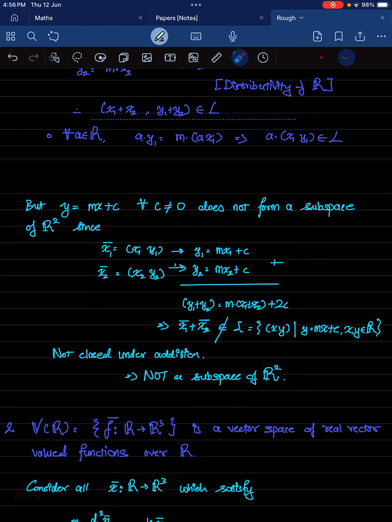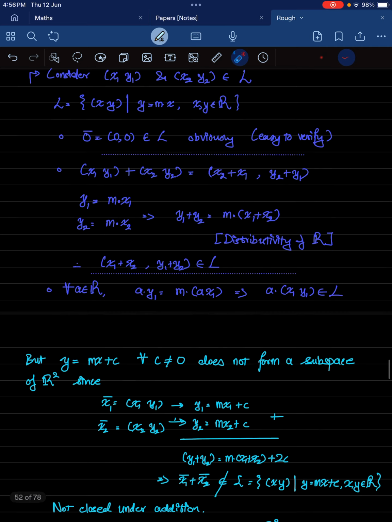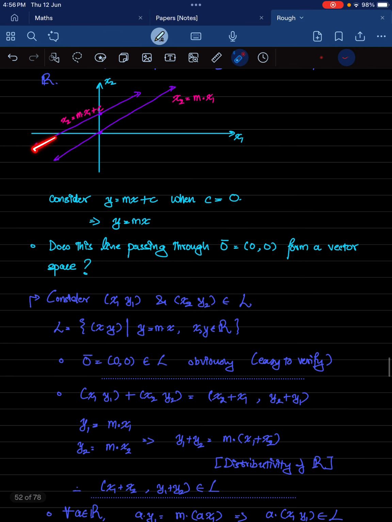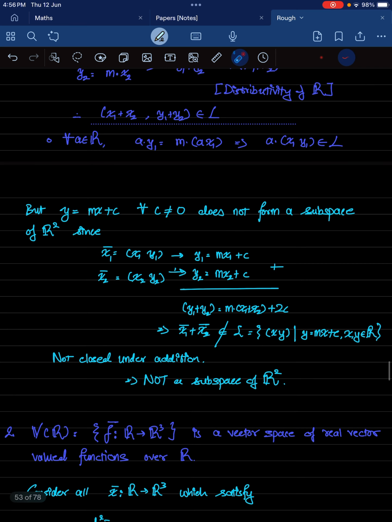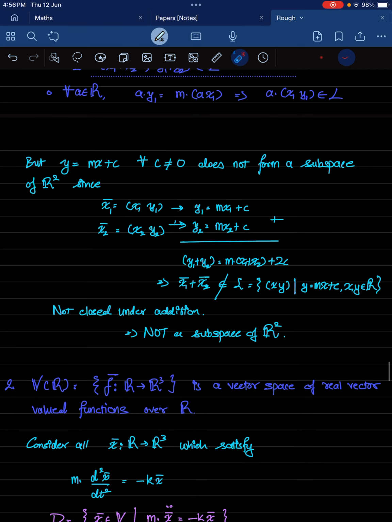But now in the case where the intercept is not 0, that is this line over here, y equals mx plus c, the intercept on the y-axis is not 0. In this case, this does not form a vector space, or in fact it does not form a subspace actually. Why? Because it does not follow the closure of addition.